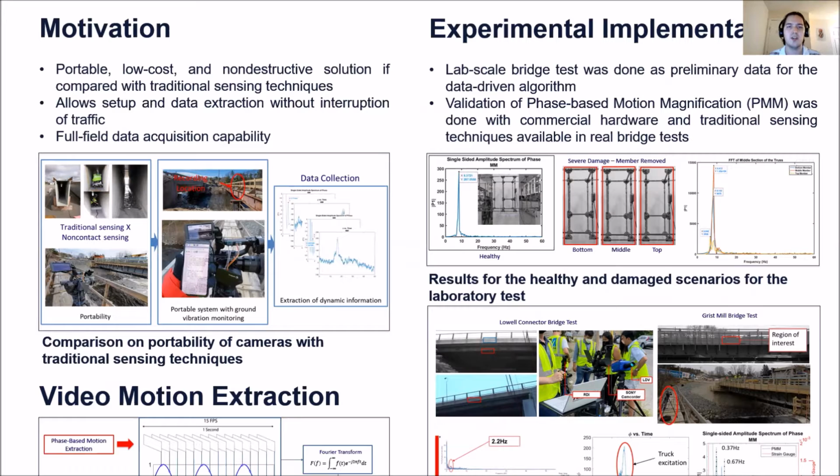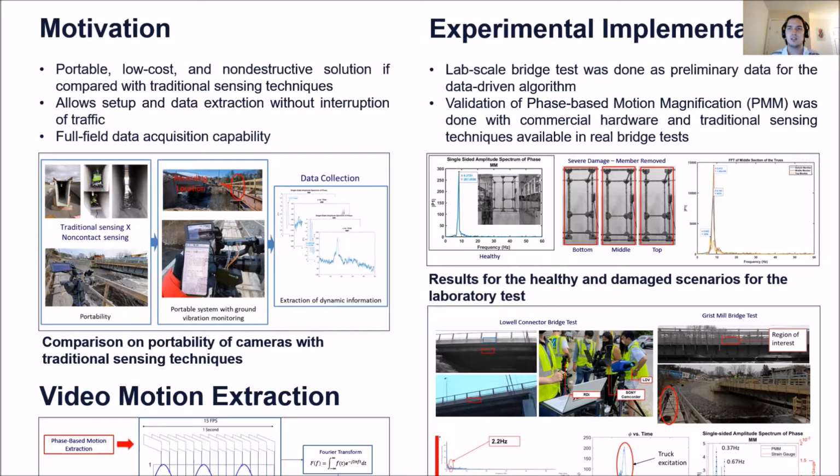So, starting with the motivation, why do you want to use cameras instead of the traditional sensing techniques that we currently have available? The first one that comes to mind is the portability of this new system. While we need several hours to prepare the test and equipment for a strain gauge or an accelerometer test, for the camera-based approach, we only need to find a good place, place the camera and record the bridge, and then we'll have everything set.